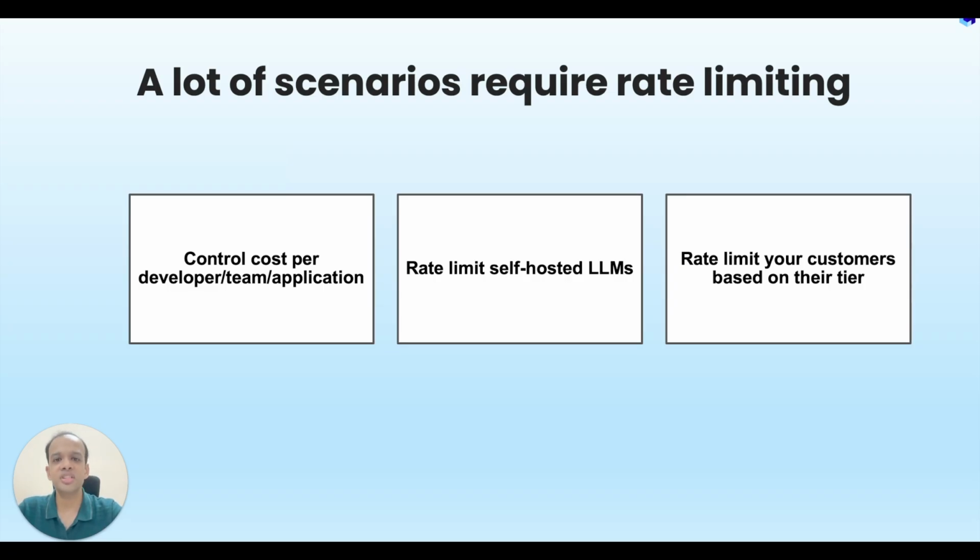One more scenario is rate limiting your customers based on their tier. Many products have different tiers of customers, each with a different limit on LLM usage. This can be directly modeled using a rate limit configuration wherein you can set a limit per customer. This is easily enabled using the custom metadata feature on the TrueFoundry AI gateway.